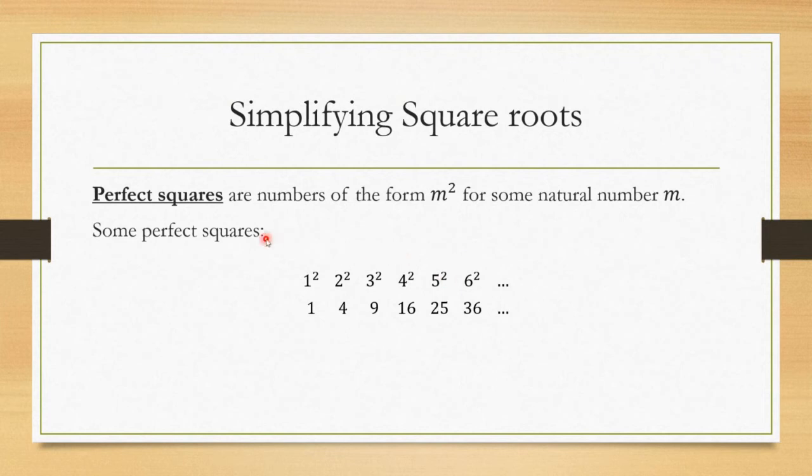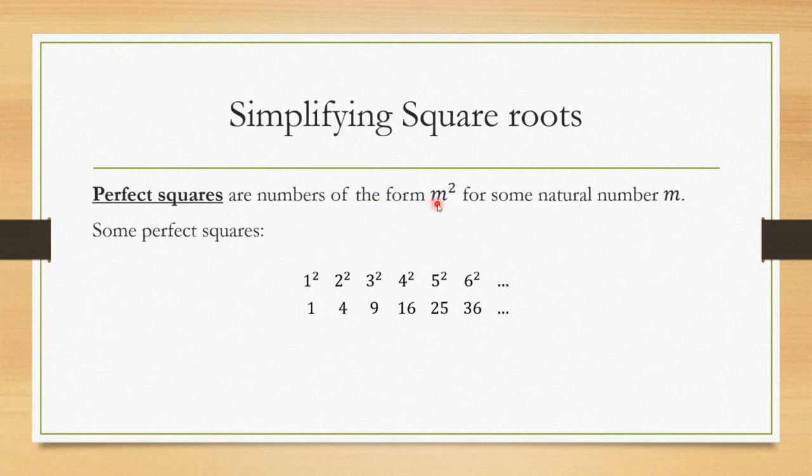Okay, well, first, before we actually simplify them, let's look at perfect squares. That's what we're going to look at first. Perfect squares, by definition, are just numbers of the form m squared, where m is a positive integer. You know, a natural number, that is, which in this class is a positive integer.